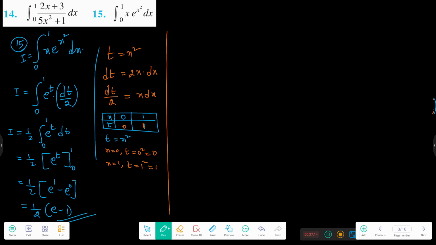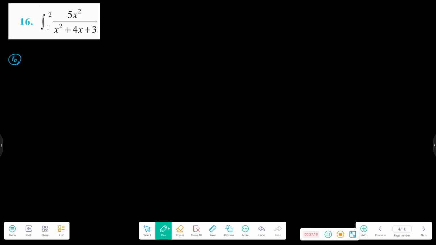Understand? Now let's go to question number 16. I equals integral from 1 to 2 of 5x² divided by (x² + 4x + 3) dx. Here there is one problem. How many of you noticed this? What is the problem?